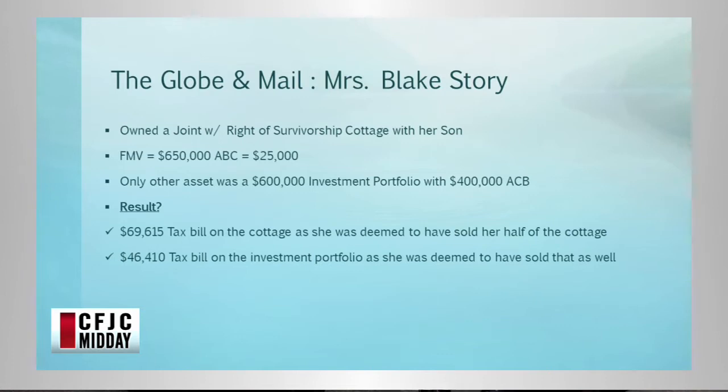Okay. So what does that mean when Mrs. Blake passes away? Well, she has a $69,615 tax bill on the cottage alone because she's deemed to have sold her portion of it, right? Wow. And then that flows over. And then $46,410 of tax would be deemed against the investment portfolio. So we know right there we have two pretty big tax bills that we're going to have to cover. That's huge. It is huge.